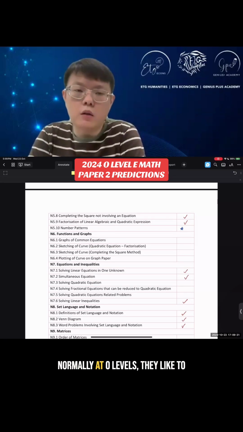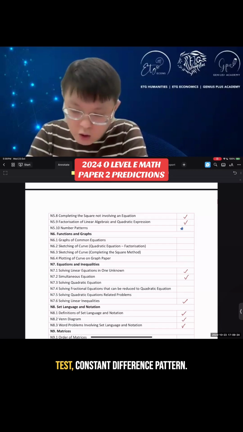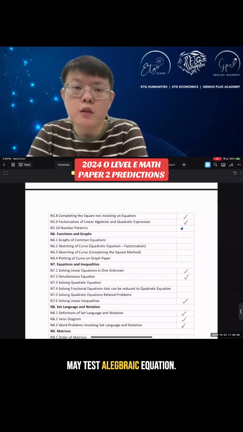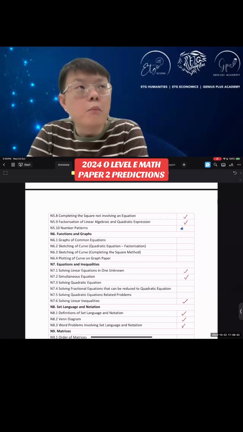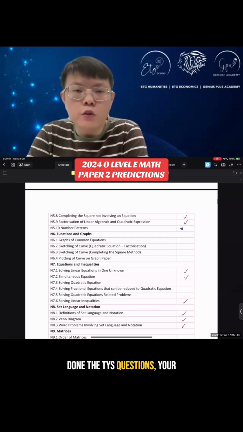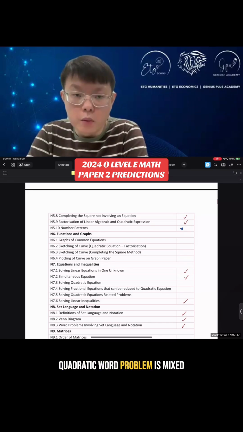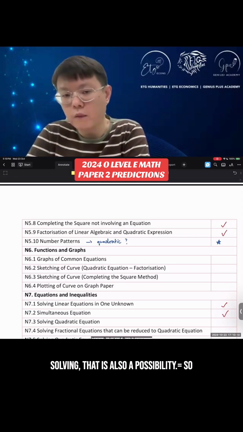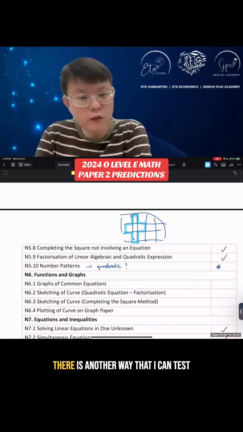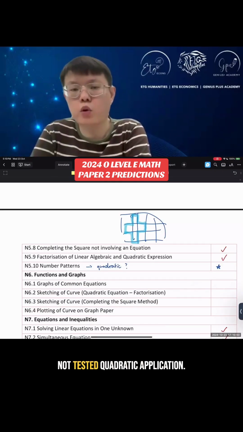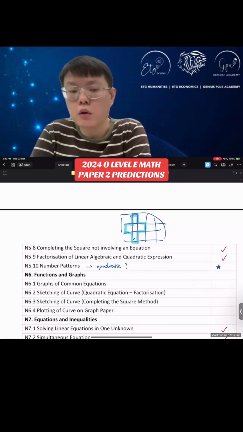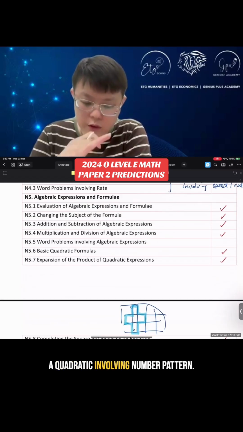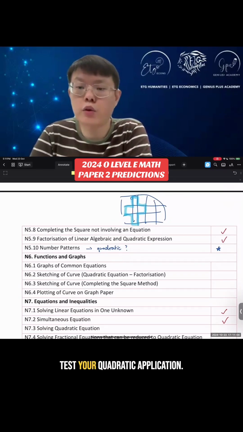But normally at O levels, they like to test constant difference pattern. If they don't test constant difference, they may test an algebraic equation. So very similar to if you have done the TYS questions, your quadratic word problem is mixed together with a number pattern. If it involves quadratic word problem solving, that is also a possibility. So that is another way that they can test number patterns because they have not tested quadratic application. So the prediction here is either it's a quadratic involving rate, speed, or it's a quadratic involving number pattern. So I suspect that is how they will test your quadratic application.